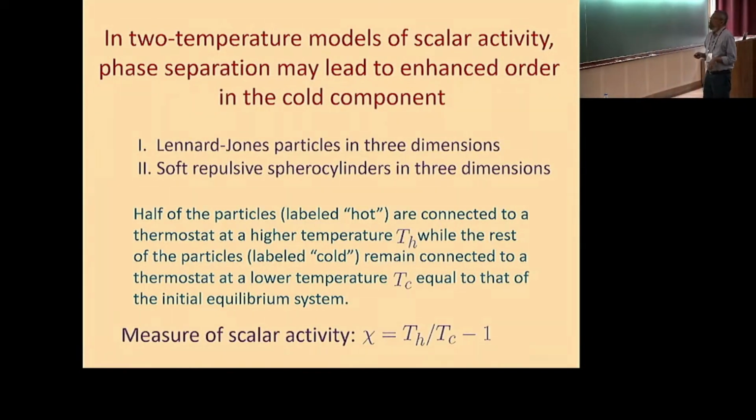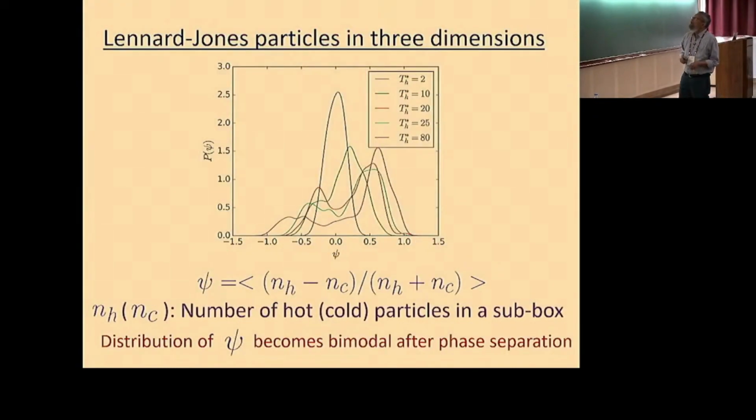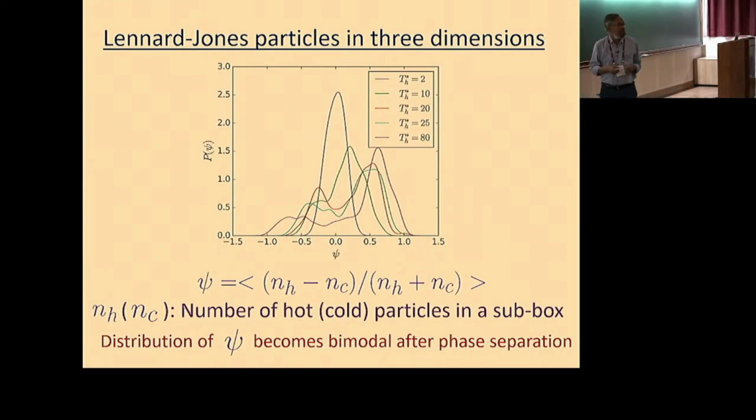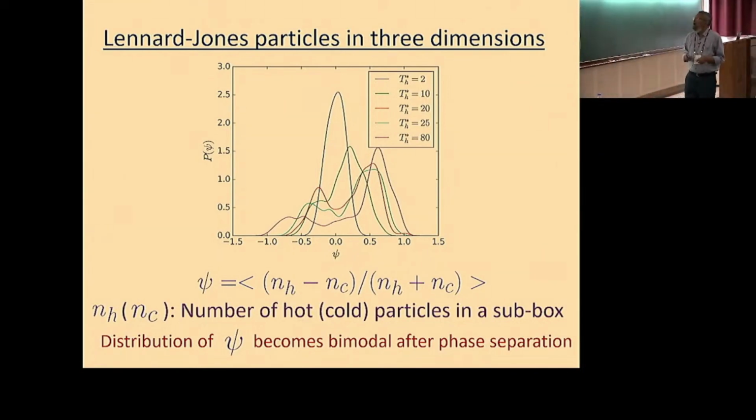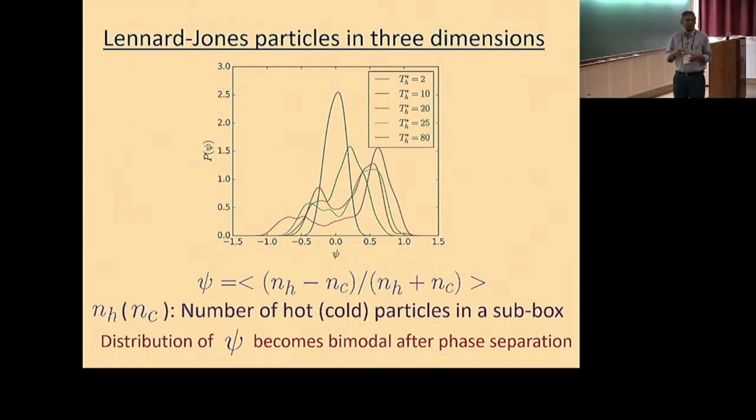I'll be talking about two different systems. The first was a very simple system, a bunch of Lennard-Jones particles, but a dense system. We vary the density, but mostly I'll be talking about systems in the dense limit. We put half of the particles in contact with a thermostat at temperature TH, and the other half with a thermostat at temperature TC. As I just mentioned, one of the phenomena this kind of system exhibits is phase separation. This is an illustration of this phase separation.